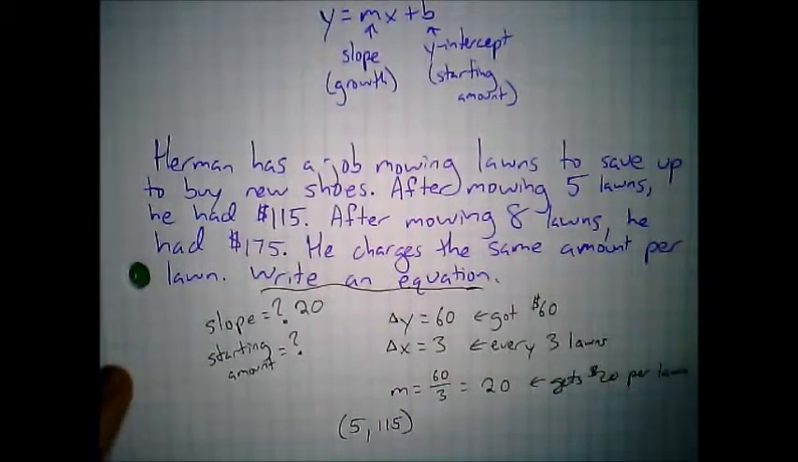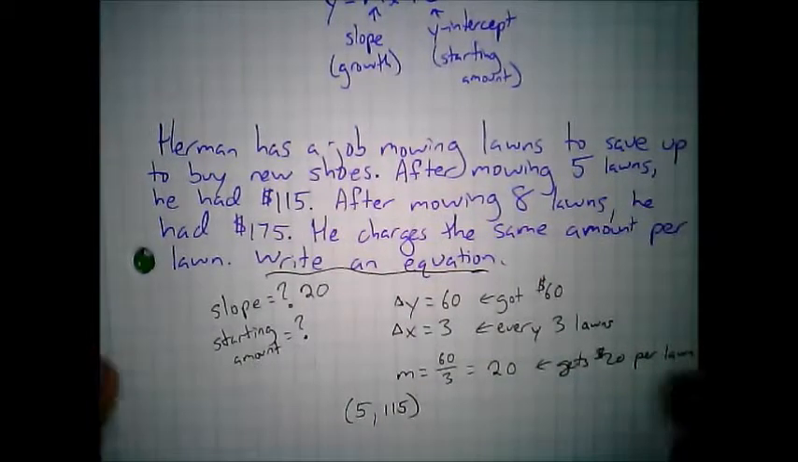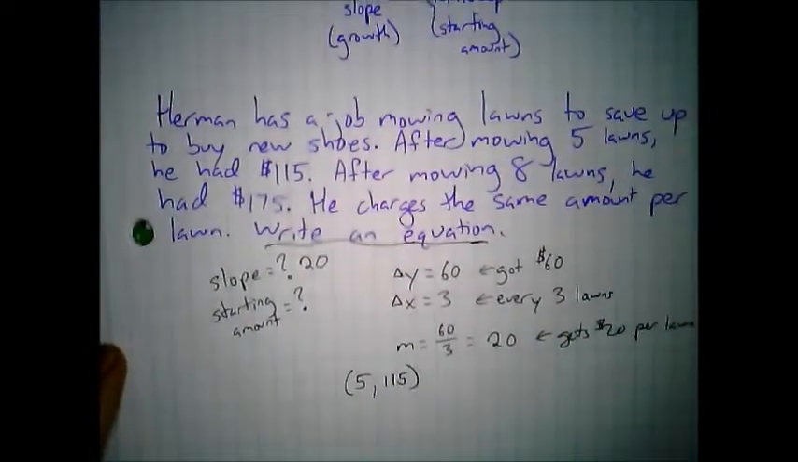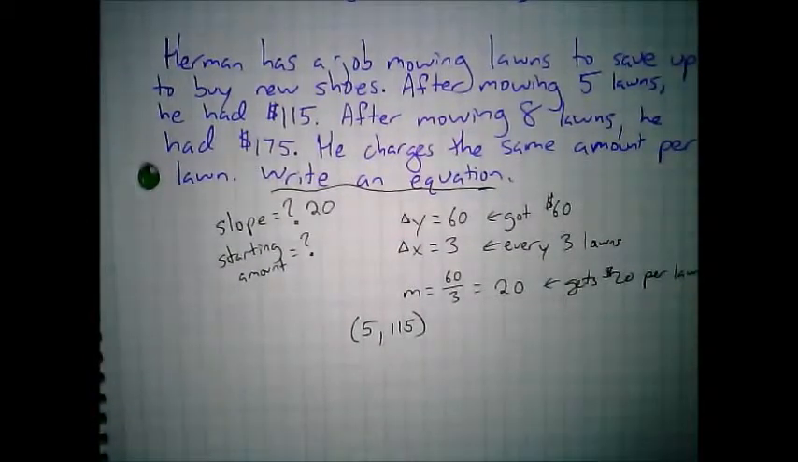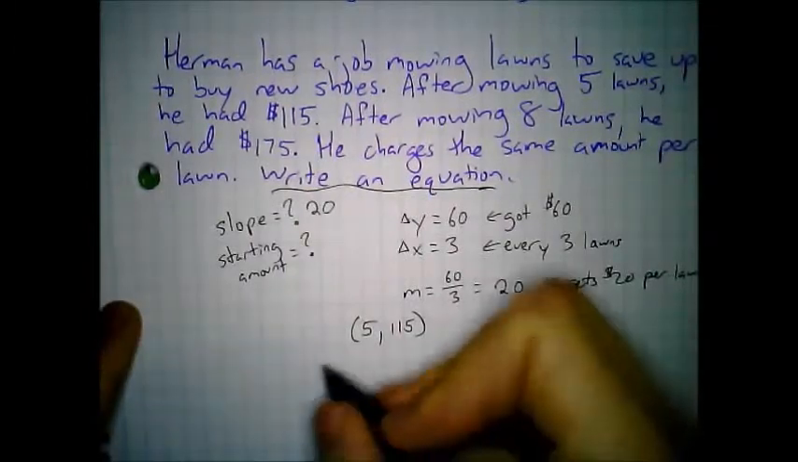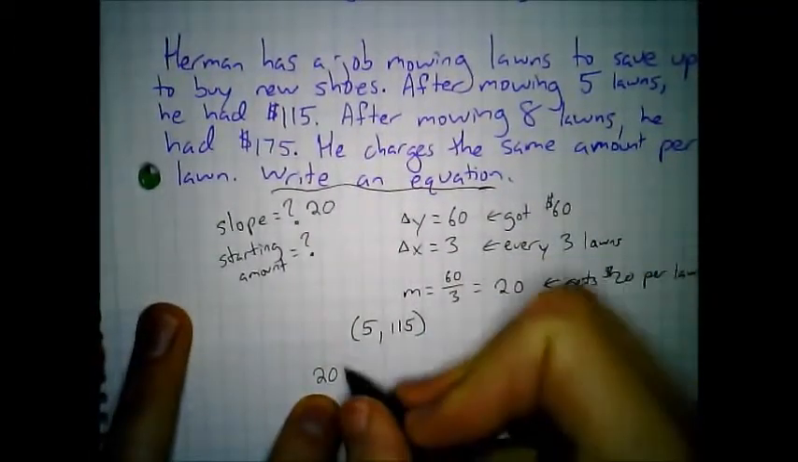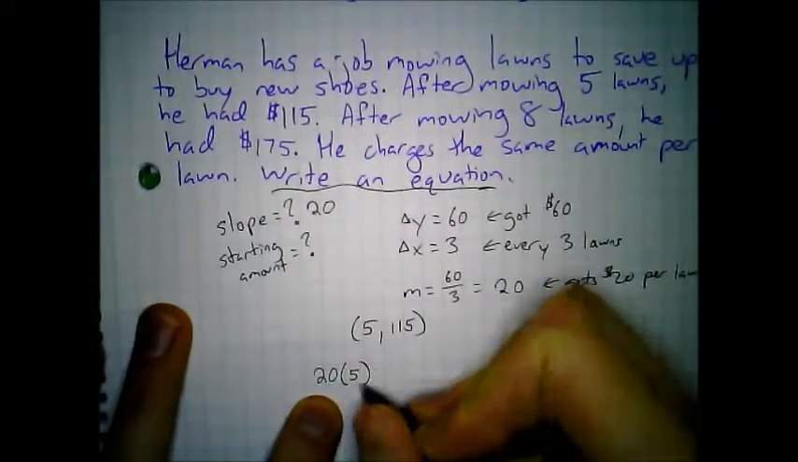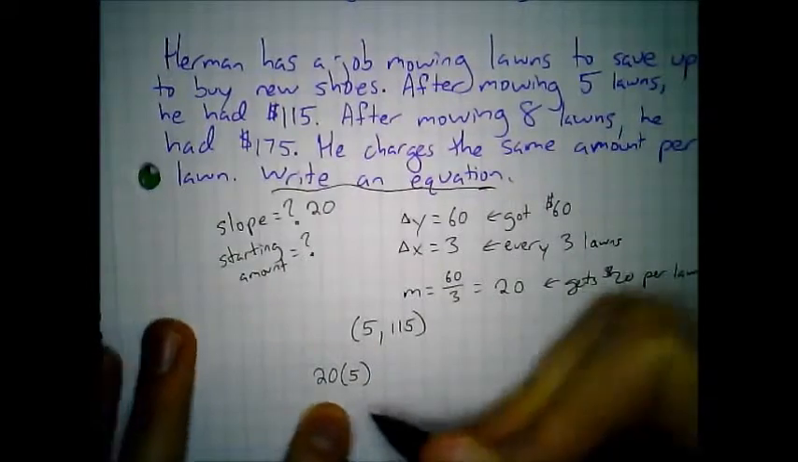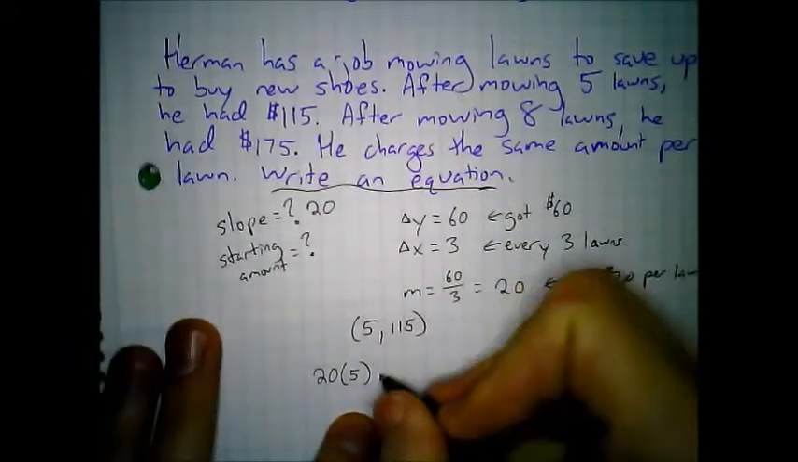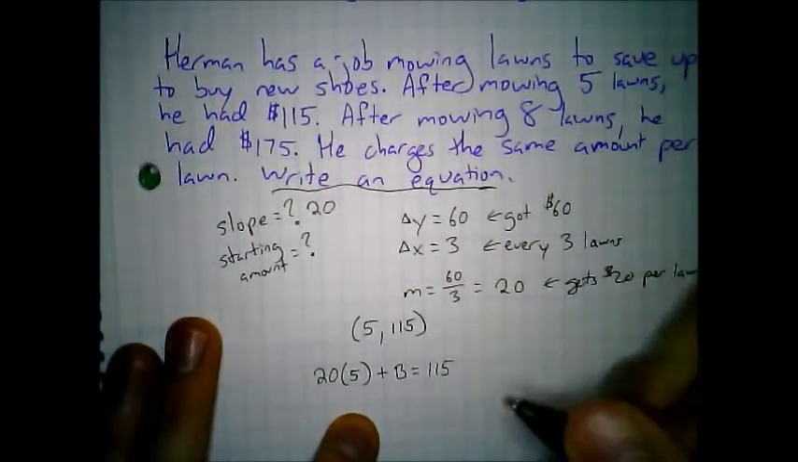Okay, so now that we have the slope and a point, we know how to write the equation of a line given this information. If we know the slope and any point on the line, we're able to write the equation. It's $20 per lawn, and he mowed 5 lawns. So mowing 5 lawns, if he gets $20 per lawn for 5 lawns, it means he made $100. So if he made $100, what did he have to start with so that he now has $115?